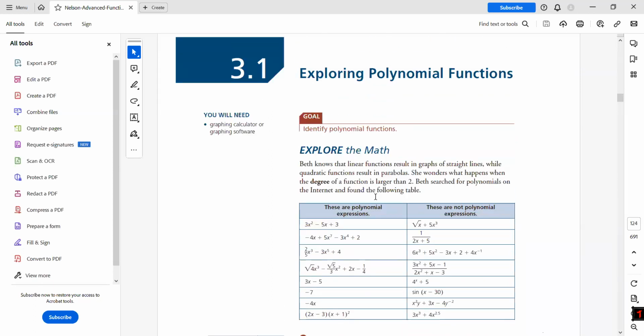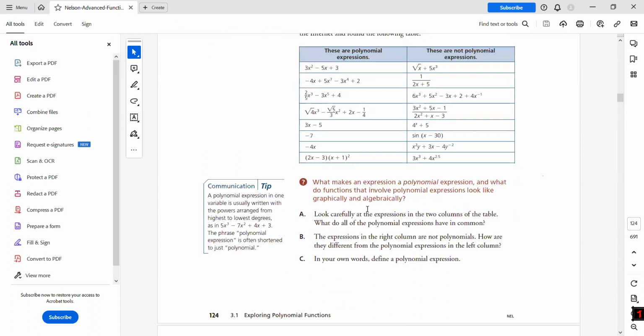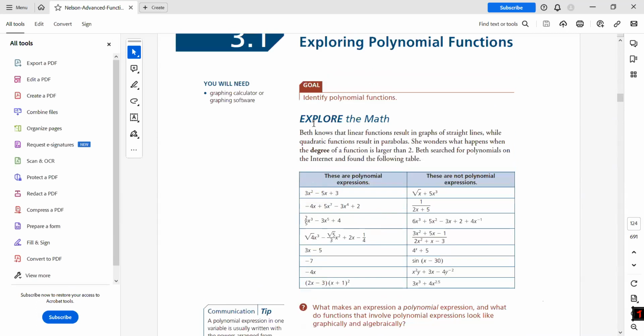So first we have to identify what polynomial functions are in total. In this table, on the left-hand side, you can see examples of polynomial expressions. On the right-hand side, you can see examples of not polynomial expressions. You may ask what's different between them. That may be a good question, but we're gonna get to it slowly.